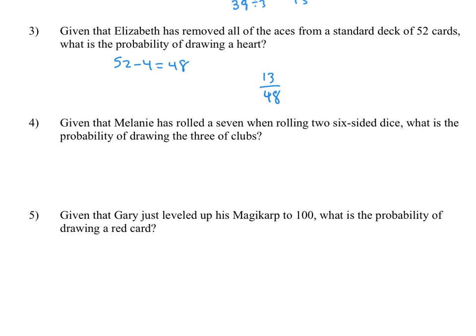So what's the probability of drawing the 3 of clubs? There are 52 cards in all. There is only one card that is a 3 and a club. So the probability is 1/52.